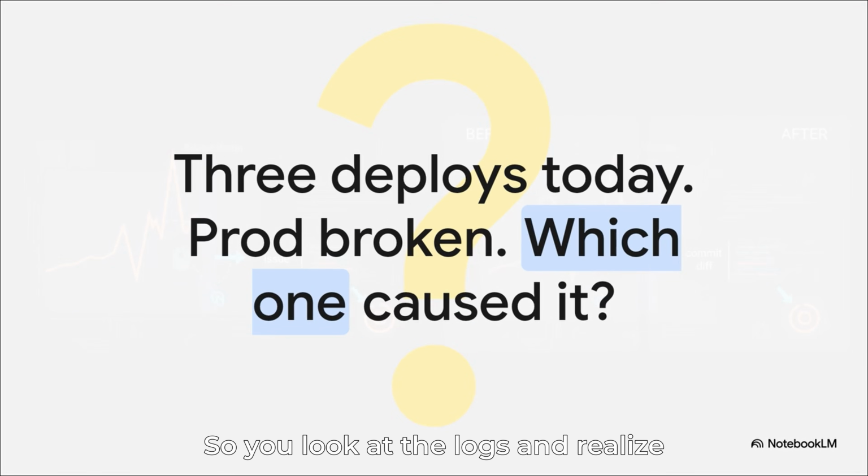So you look at the logs and realize 3 deploys happened today. Production is totally broken. The golden question is, which one caused it? Now, normally this kicks off a completely chaotic war room situation, right? Everyone's scrambling, people are pointing fingers, there's a whole lot of guessing going on. But today in this explainer, we're going to look at a calm, methodical, and purely data-driven way to answer this exact question using Sentry release tracking.